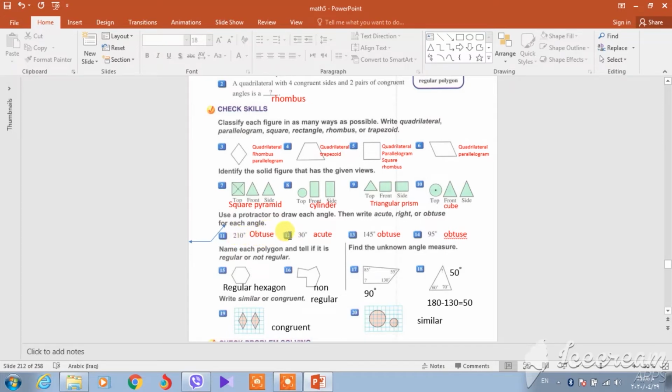If you look at question 12, we have 30 degrees. Also, you need to make the angle of 30 degrees by using the protractor, student. And because it is less than 90, this type of angle is an acute angle.